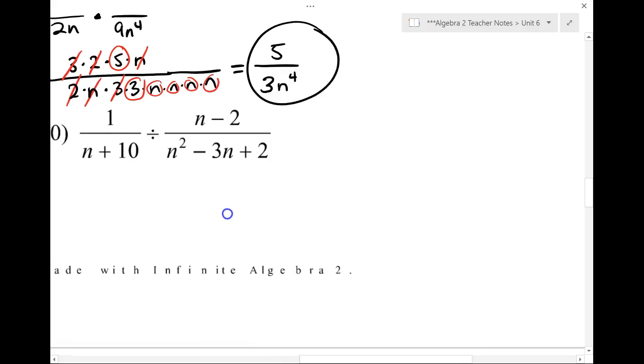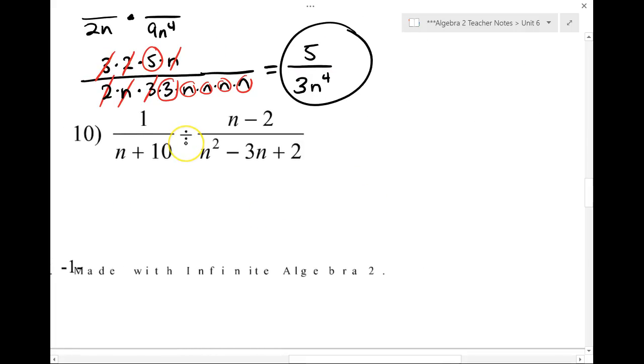Okay. Now, again, division. Division means flip. You're dividing a fraction, you're dividing a rational, you got to flip that second rational. Okay, so now, let's rewrite the problem. 1 over n plus 10, the first expression doesn't flip, the second one does, and the sign changes to multiplication. So now we have n squared on top, minus 3n, plus 2, over n minus 2.